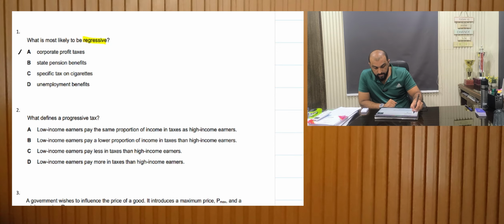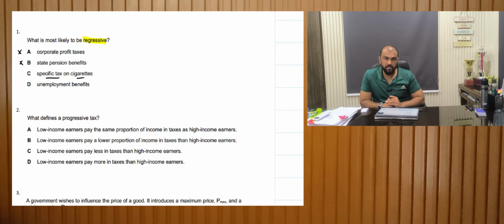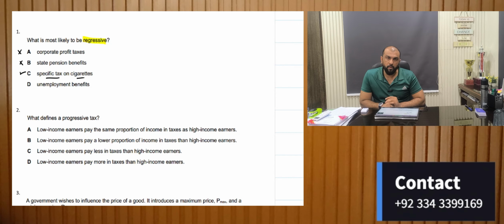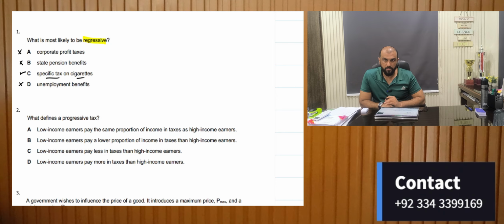Corporation profit tax, this is a direct tax, so this won't be an answer. State pension benefits, this won't be an answer. Specific tax on cigarettes. Now, tax on cigarettes, whether it's specific or ad valorem, constitutes an indirect tax. So this is the right answer. Unemployment benefit, again, it's not the answer.